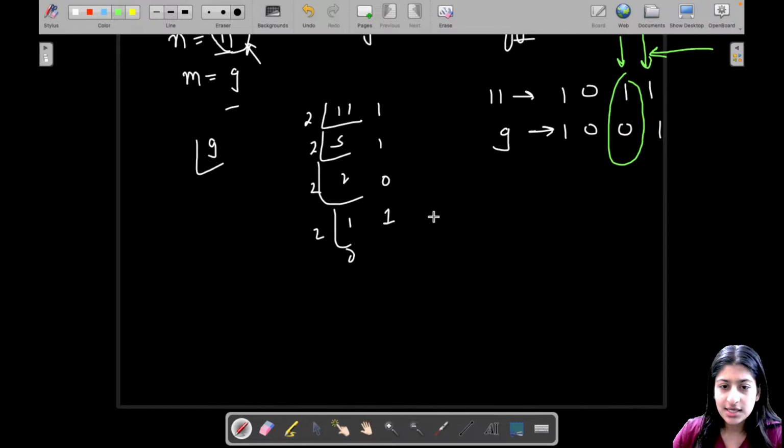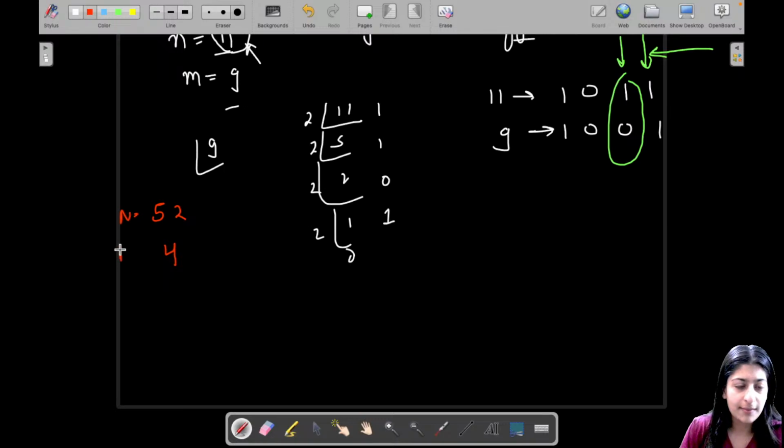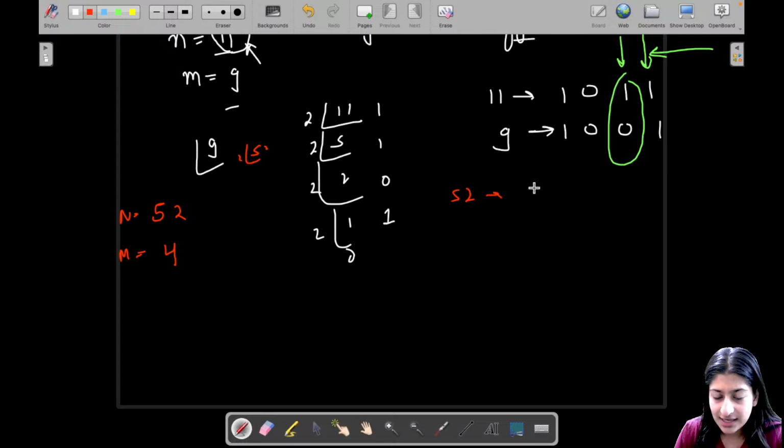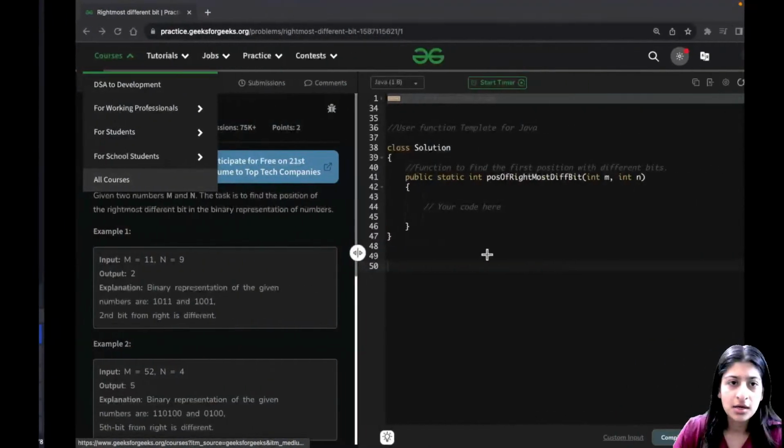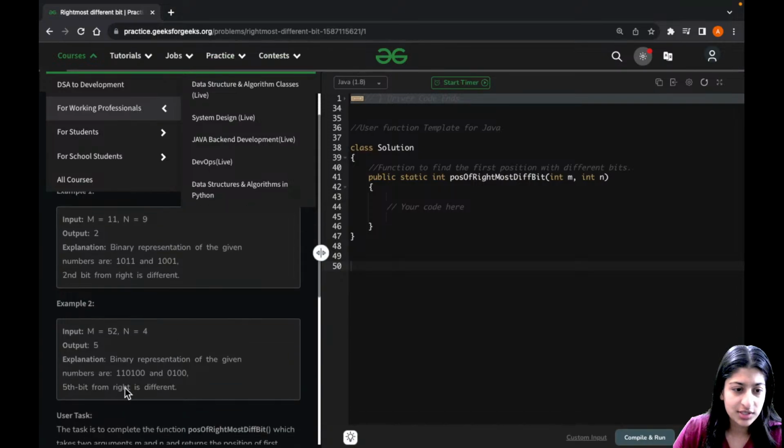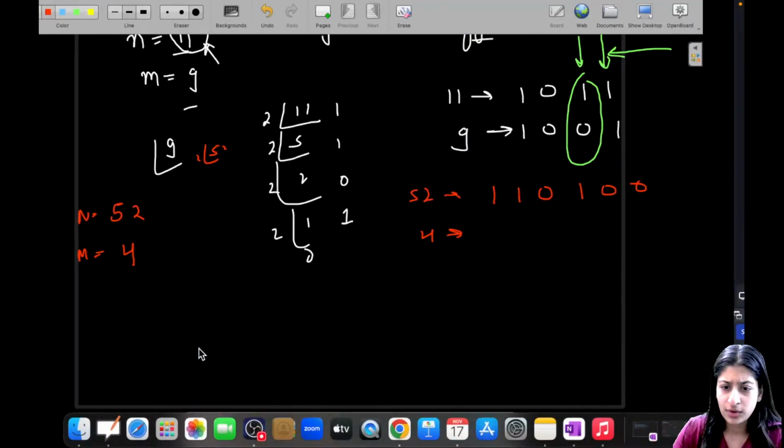Let's see one more example, another test case that is given in your question itself. This is 52 and the other number is 4. N is 52, M is 54. So 52 can be represented as 110100, again you can try out this thing and I'll directly write it. And 4 can be represented as, I'm directly taking this value from here, you can see in your question. So 52 is this and 4 is 0100.